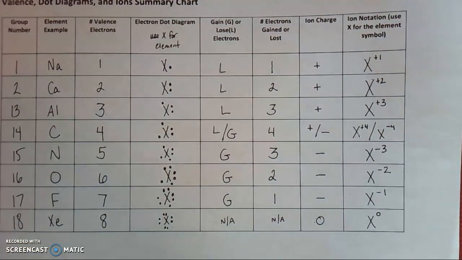So this chart is going to be very helpful for us for the next couple units because we're going to apply what we learned here.